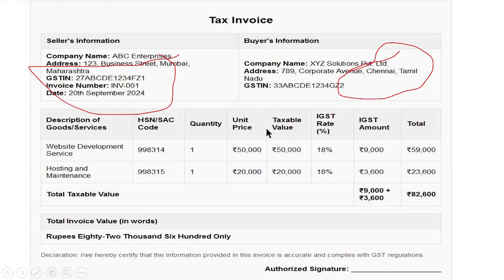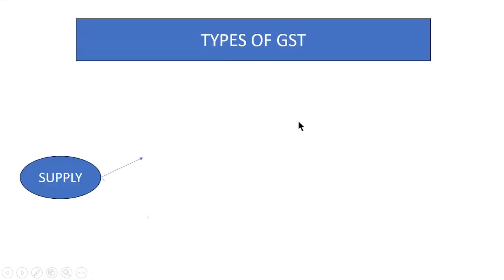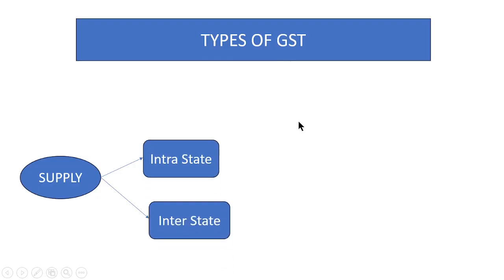In the previous bill, this seller is from Maharashtra and buyer is from Tamil Nadu. So it is an interstate sale. So in this tax column, it is not written as CGST or SGST, it is IGST. That is the difference between interstate supply and intrastate supply.